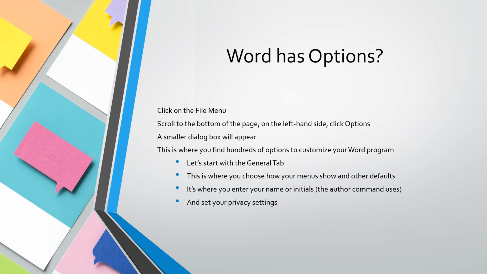This is where you will find many of the hard-to-find settings to customize your program and find more efficient ways to complete your work because your system will work for you and not the other way around. The General tab is first. It's where you choose how your menus show and other defaults. You will want to enter your name, initials, title in those spaces. When you use a footer or a file path that shows author, that's where it will show up. You can also set up your privacy settings.